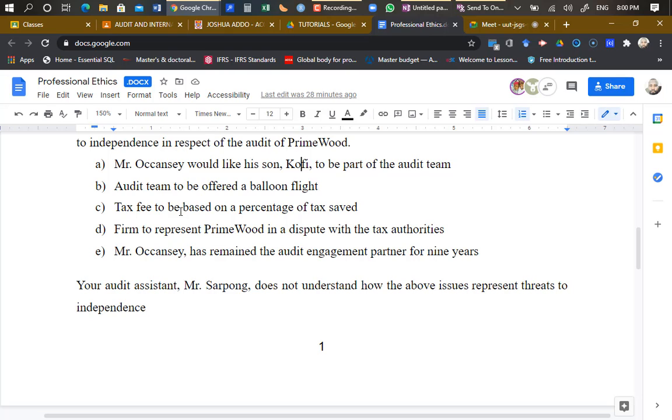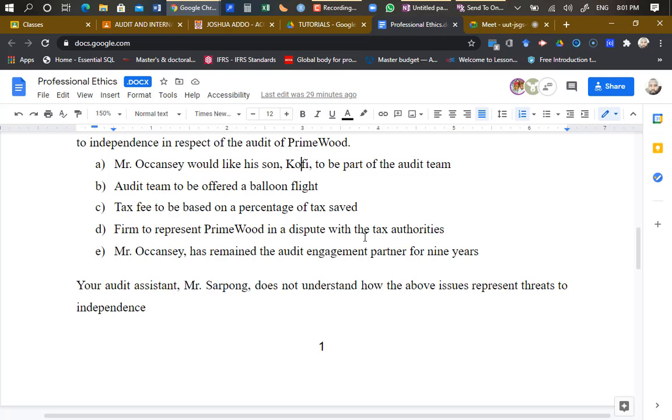And we'll briefly talk about the safeguards, and then we'll close. Firm represents Primewood in a dispute with the tax authorities. This is a clear case of advocacy. Even if the audit firm wasn't preparing tax returns for the client, you still cannot speak for the client what the client has to speak for himself. In that case, you are not doing your job as a referee, a fair referee. You have already taken the side of the client, explaining things on behalf of the client.